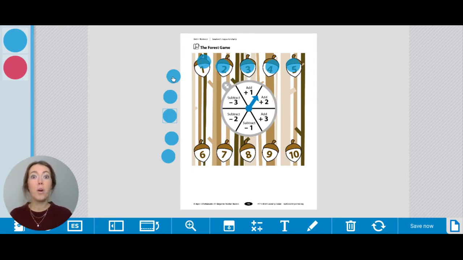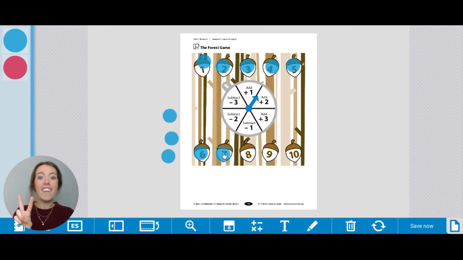So let's have two more hop into the forest. One, two. Good, we had five and now we added two more. How many counters do we have now? Five, six, seven. Now there are seven squirrels in the forest. The goal is to have exactly 10 squirrels in the forest. Let's spin again for our next round.